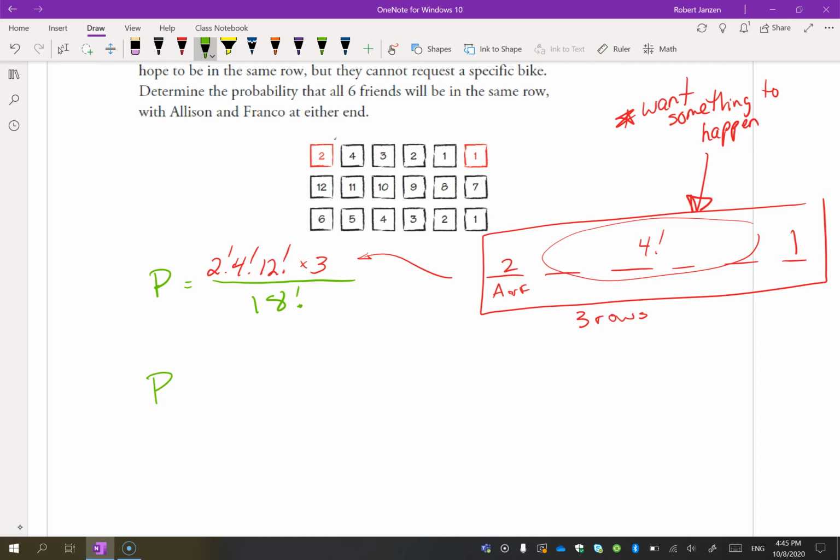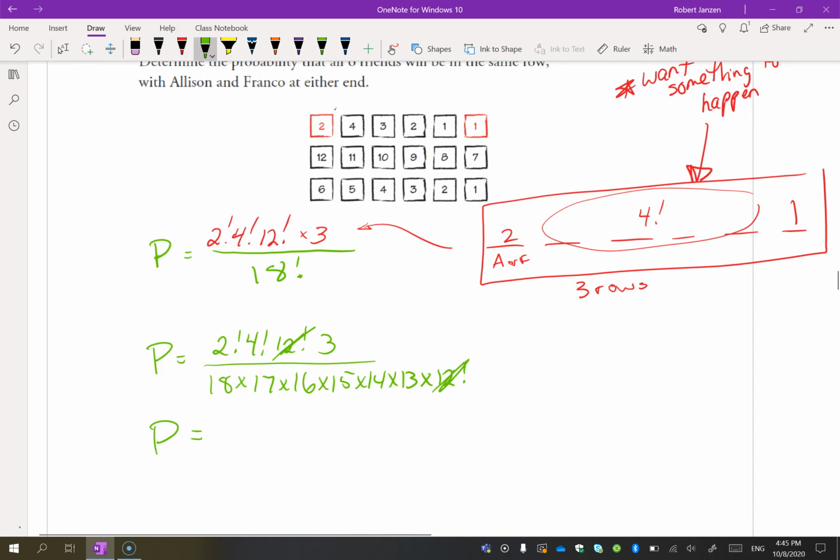So if we put this in the calculator, your calculator may have a tough time handling this. I don't know if it'll work, so let me just show you a little shortcut. I can take 18 factorial and write it as 18 times 17 times 16 times 15 times 14 times 13 times 12. And the 12 factorial and 12 factorial will cancel. So that might be a little easier to put in the calculator. You get 144 over 13,366,080.